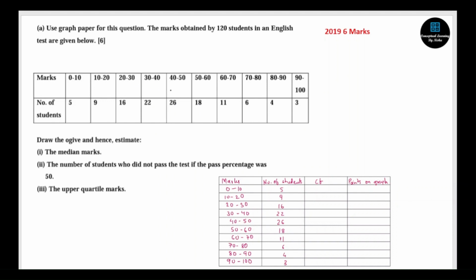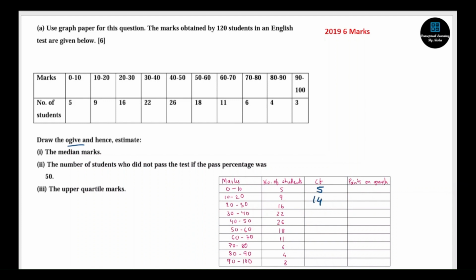Now the data table is given. Based on that, when we want to draw the Ogive, we need CF values, correct? And we have to mention which points we have to show on the graph. So I have prepared this table where we have to find the CF value. I'll quickly write 5, 5 plus 9, 14, and so on.